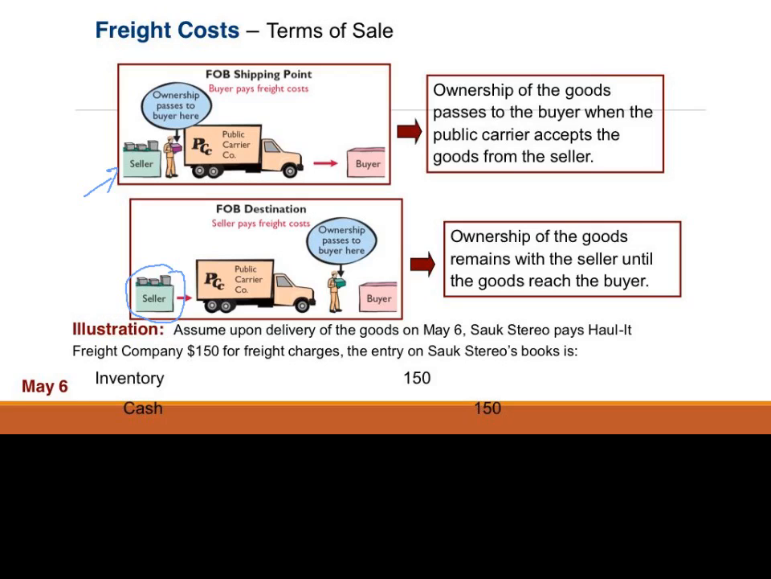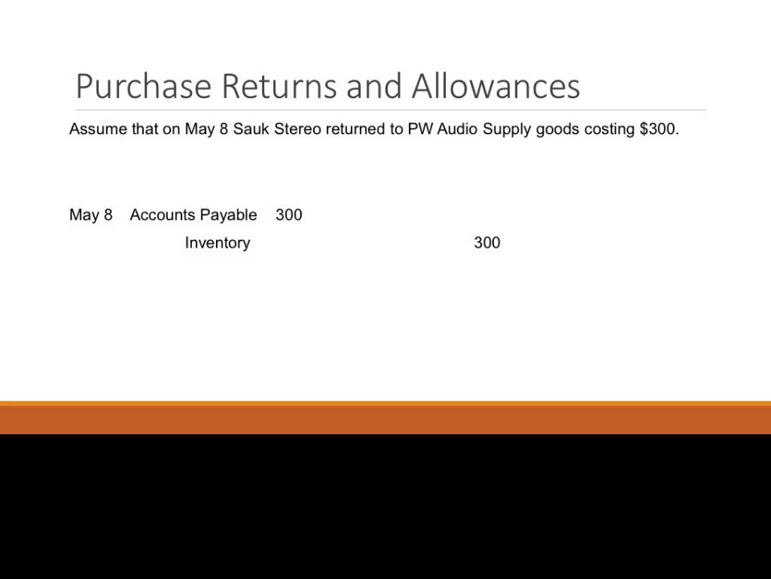So if I have to pay for the transportation in addition to the inventory I purchased, then I make a journal entry. In this case, on May 6, I had to pay $150 in freight charge. I debit inventory $150, and I credit cash $150. Now, when I purchase items to be resold, some items are defective, and I may want to return them. When I return the items to my supplier, the journal entry is I reduce what I owe, debit accounts payable, and I reduce my inventory, credit inventory.